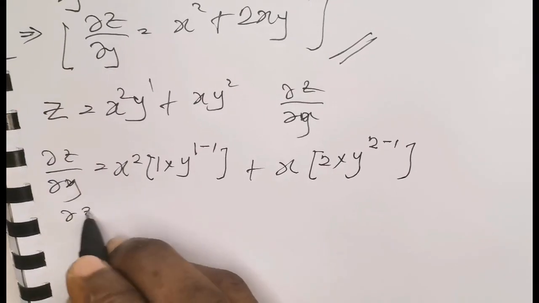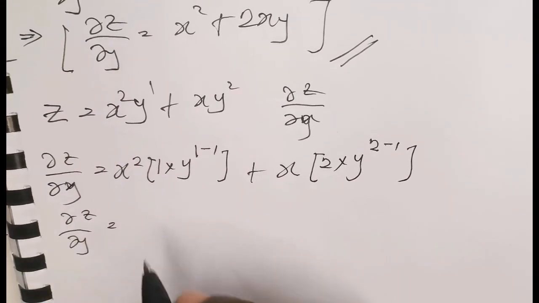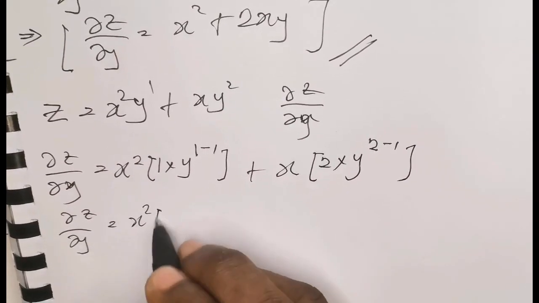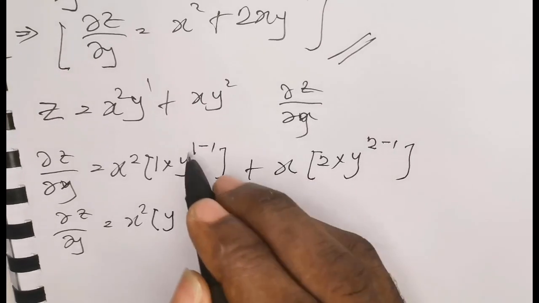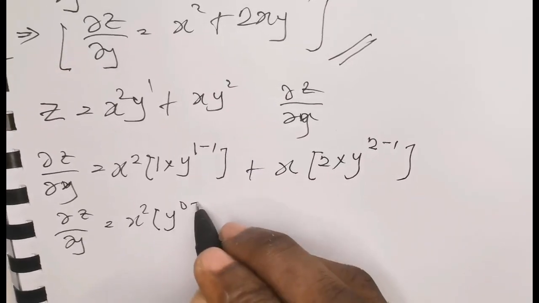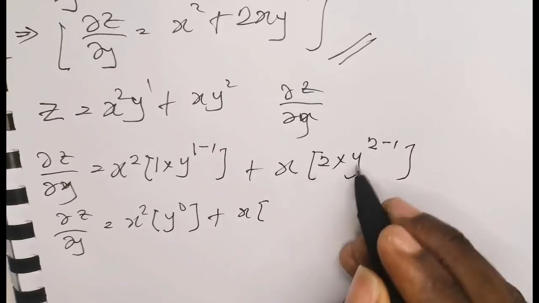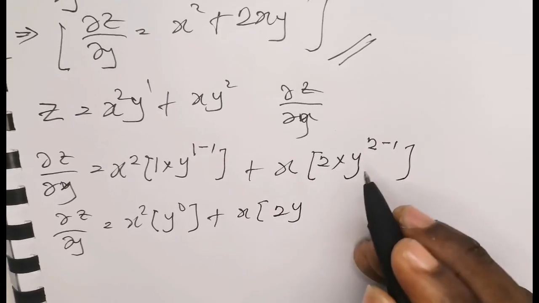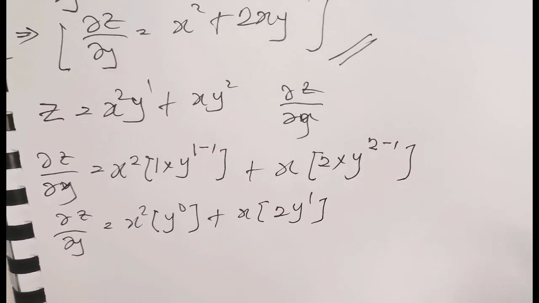So partial z all over partial y is now equal to, okay, I have x squared into y. 1 times y gives us y. Then over the power, 1 minus 1 equals 0. So I have y to the power of 0. Plus here I have x into, here 2 times y gives us 2y. Then over the power, 2 minus 1 gives us 1. And I simply have this.